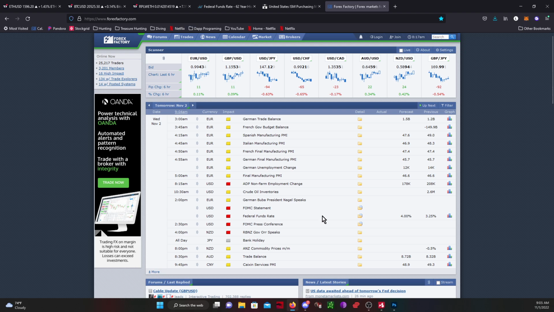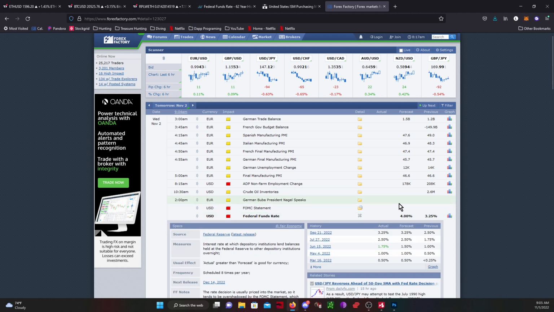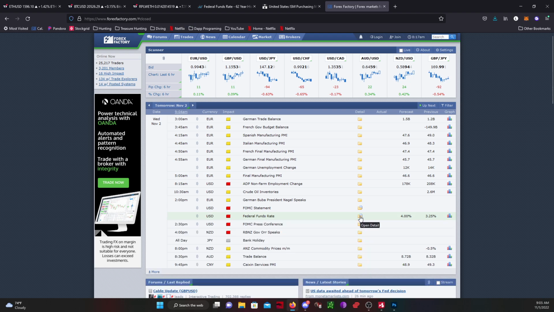So it's going to have to keep an eye on that. Looks like the forecast is it's going to be 4%. So nothing too crazy there. They've already priced in a federal funds increase of 75 basis points. I think that's most likely.